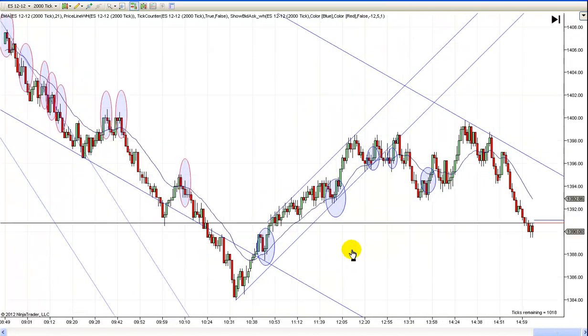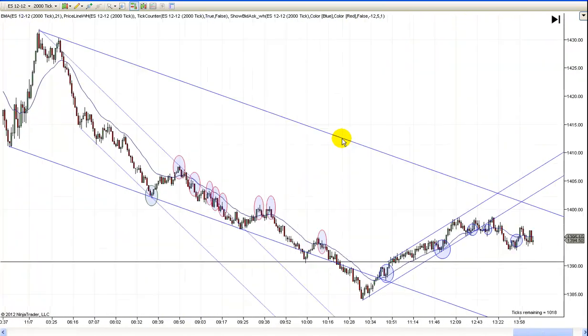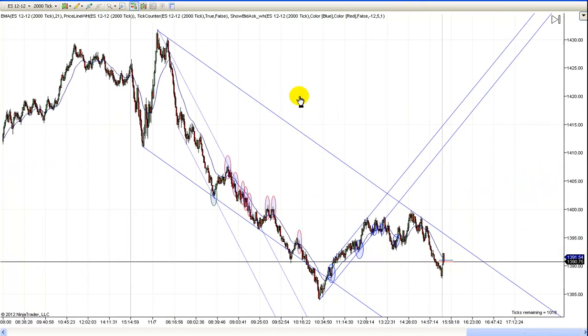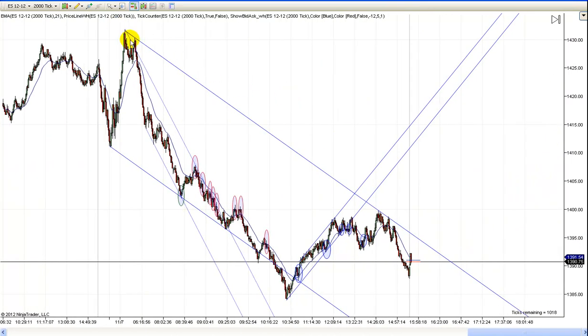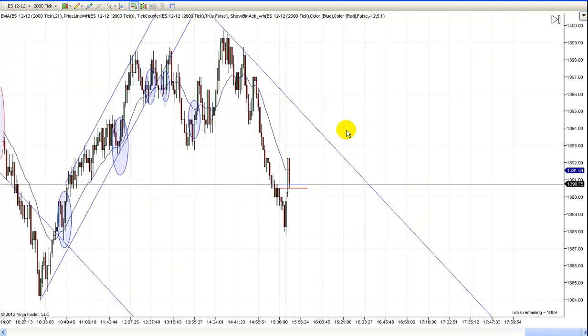So there were different reasons to enter there, but it was a really good day. And it's very rare you're going to see a 45-point move from the highs to the lows, and we pretty much had that today. You've got to take advantage of those when you get them. But I'm going to wrap it up.